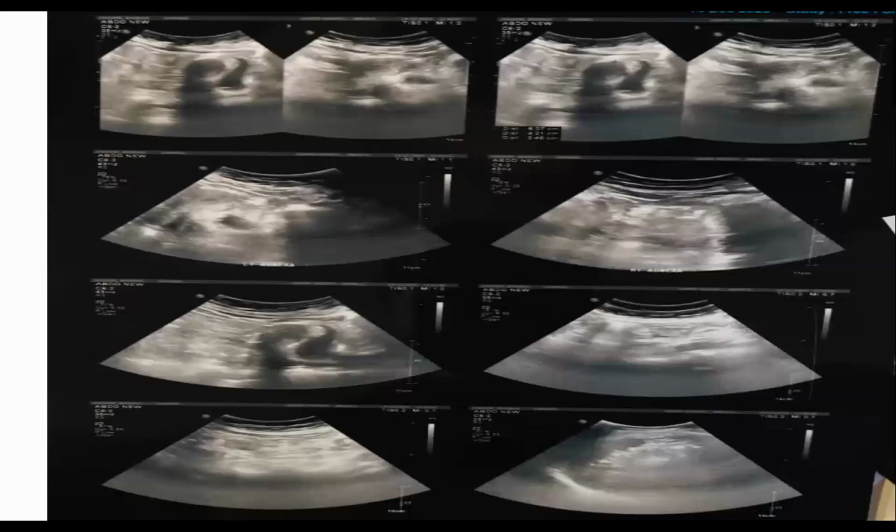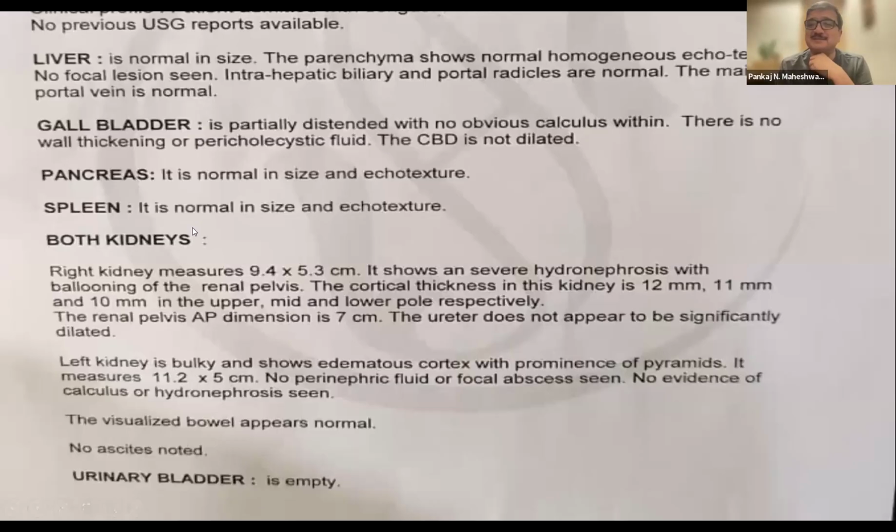So this is the sonography image which we have got. It is less clear. So I will read out the report. Yeah, less clear is an understatement.